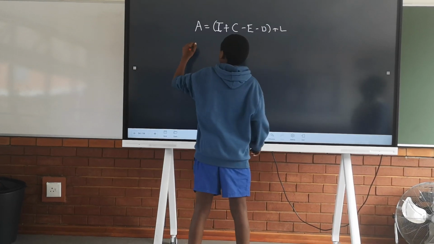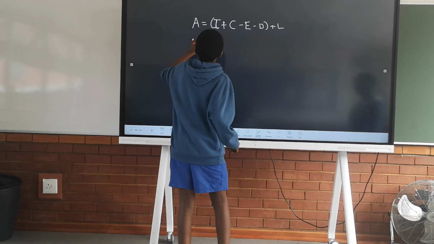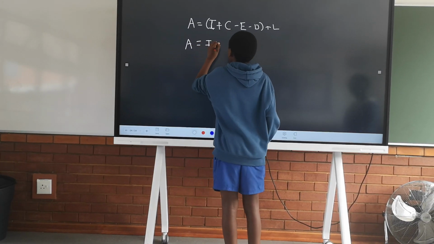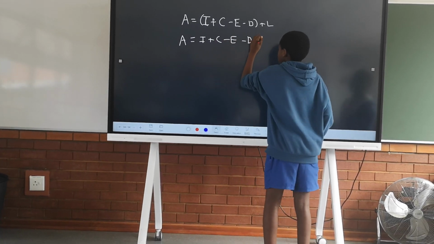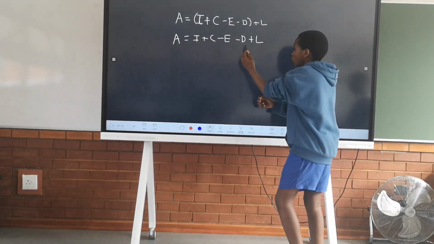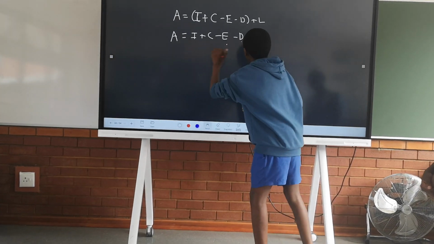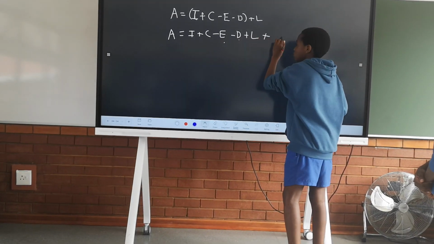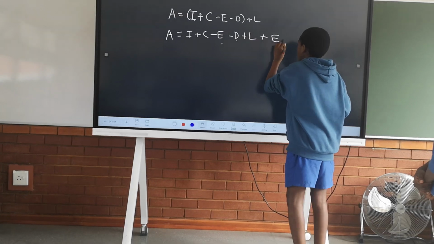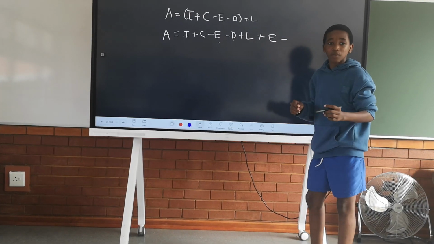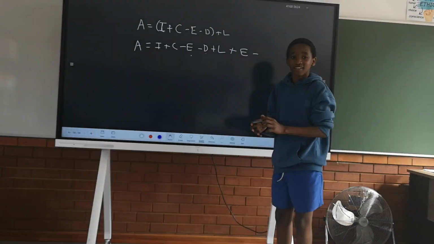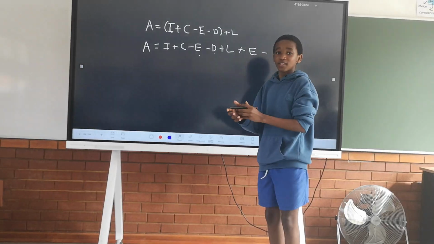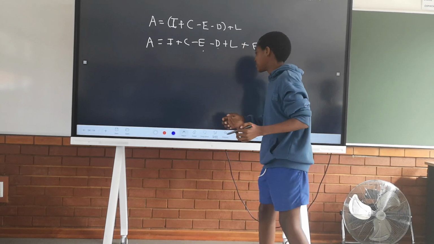You can also simplify the parentheses by saying A is equal to I plus C minus E minus D plus L. What you can do here is D and E can go to the other side. You can introduce additive inverses. Introducing what? Additive inverses. What is that? Is it a mathematical terminology? Yes. Okay, can you please explain that?